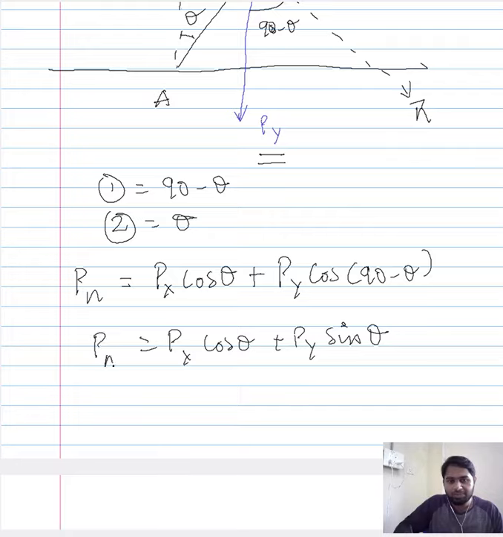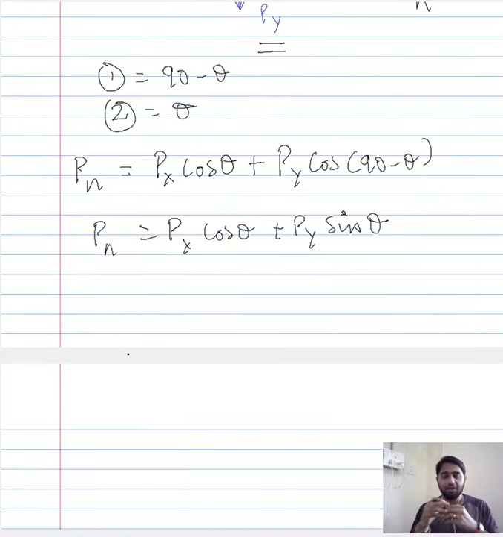So this Pn is the load acting along the normal direction, normal to our region of interest AB. It comprises two components. One component arises from the load acting along the x direction. The other component arises from the load that is acting along the y direction. So this is the expression for it. Now this is the overall expression for the load.